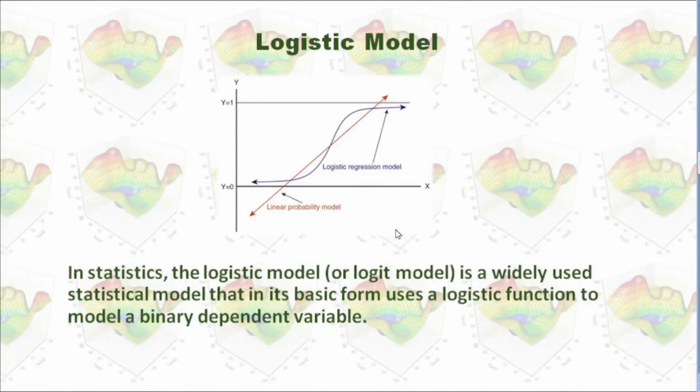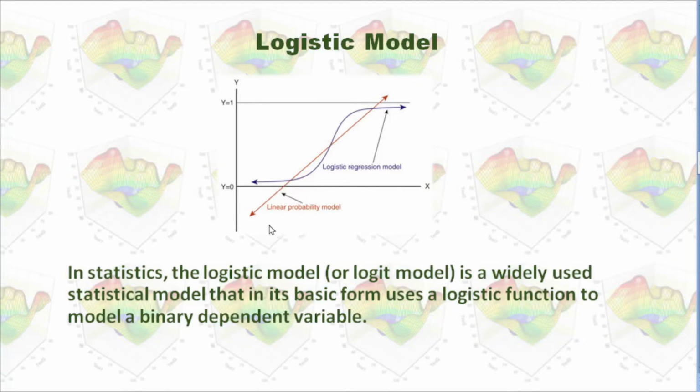And then I use 3 models for this price prediction. One is the logistic model. The logistic model is a widely used statistical model that in its basic form uses a logistic function to model a binary dependent variable. In this model, I want to predict if the price will go up or go down for the next day. So it's binary. It's either 1 or 0.